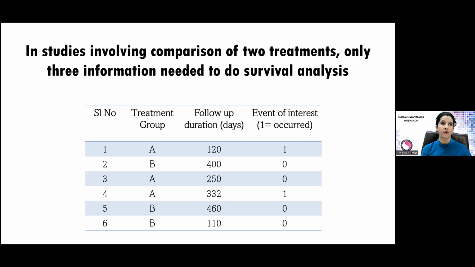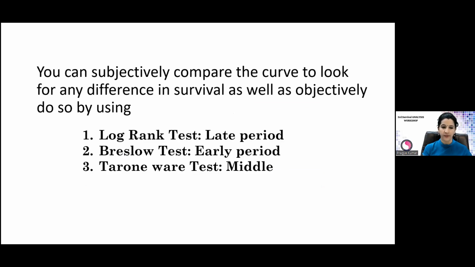So in studies involving the comparison of two treatments, we at least need these 3 pieces of information. We need whether that particular serial number or study subject belongs to a treatment group or an intervention group, like A or B, where A might be a placebo and B the other treatment, or there can be 2 treatment arms, A and B. We need the follow-up duration in days, and we need the event of interest, whether that event occurred or not, where 1 is the event occurred and 0 is censored. So by this time, you know what censoring is, what 1 and 0 are, and what the follow-up duration is. Here, the duration is in days.